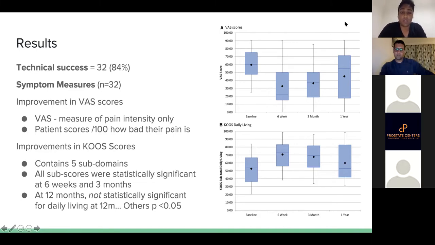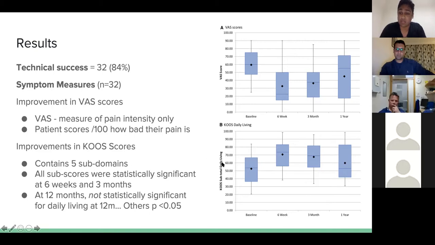In terms of the KOOS scores, this is a scale covering multiple areas, so daily living and other subdomains within osteoarthritis. I've only shown the daily living scores here, but the other scores were also reported in the paper. All subscores showed a statistically significant improvement at 6 weeks and 3 months. At 12 months, the daily living score was not statistically significant, but the others had a p-value of less than 0.05.